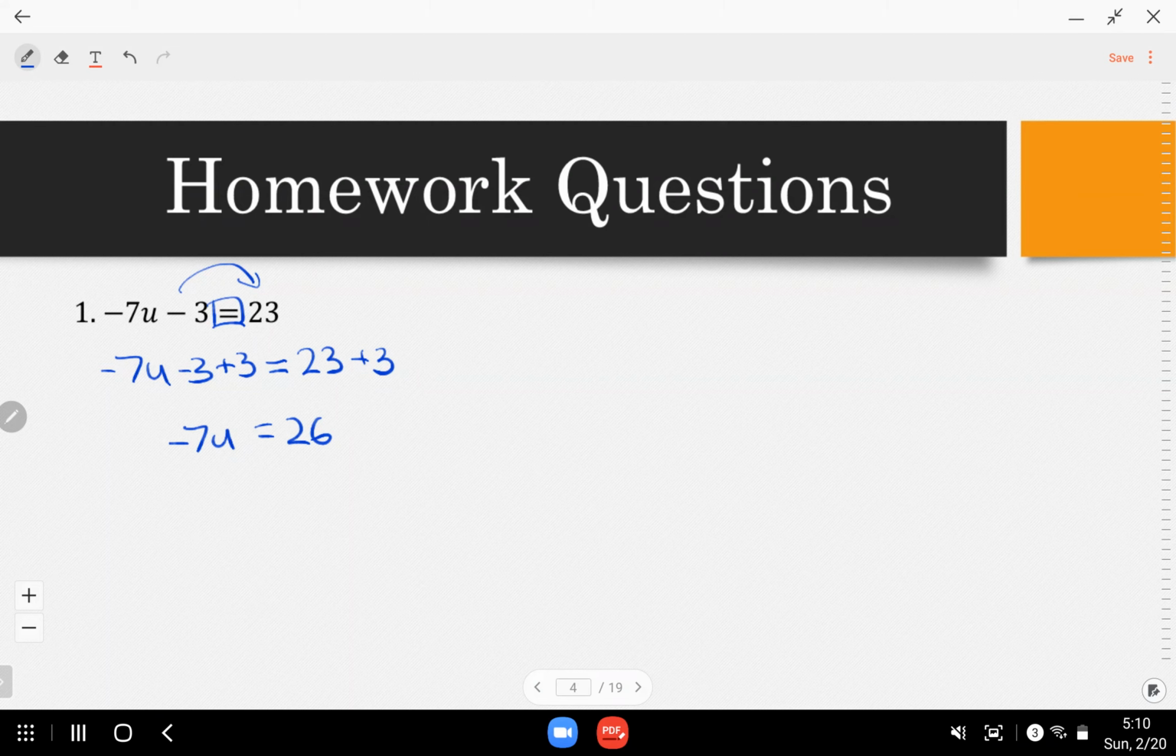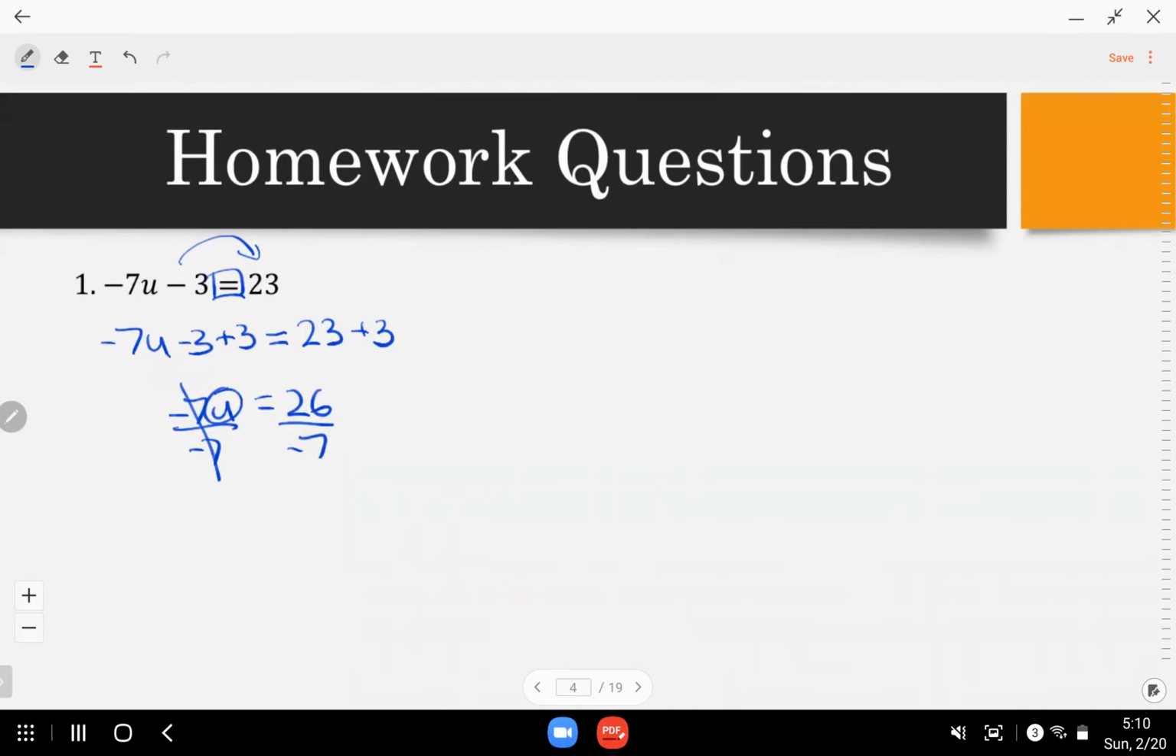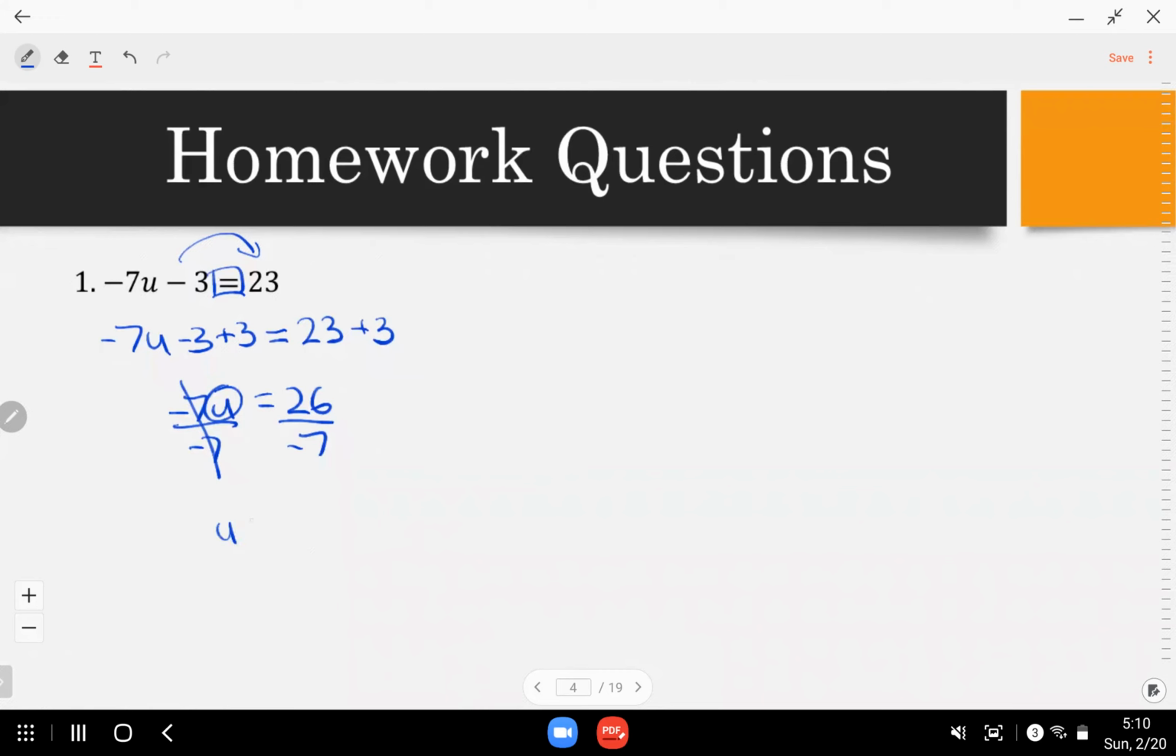Very good. This is what we're going to do. We're going to divide both sides by negative 7, because then they would cancel out on this side, right? Then we only have u on this side. But of course, if we do it on this side, we have to do it on the other side. So our final answer would be u is equal to negative 26/7.